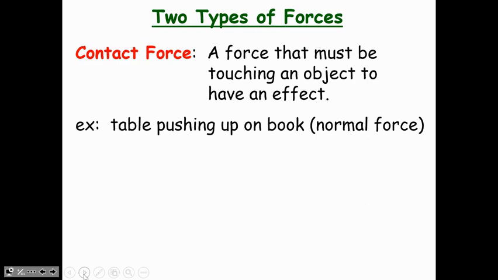For example, if a table is pushing upward on a book, which we will in a minute define as the normal force, then the table must be in contact with the book. In other words, the table is touching the book, and since those two objects are touching one another, that is a contact force. So they have to be touching or in direct physical contact with one another. So that is one type of force.